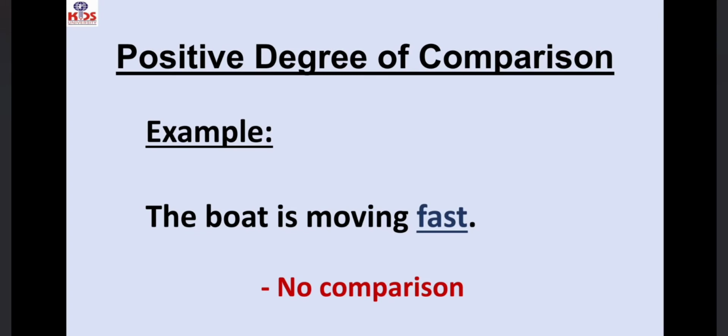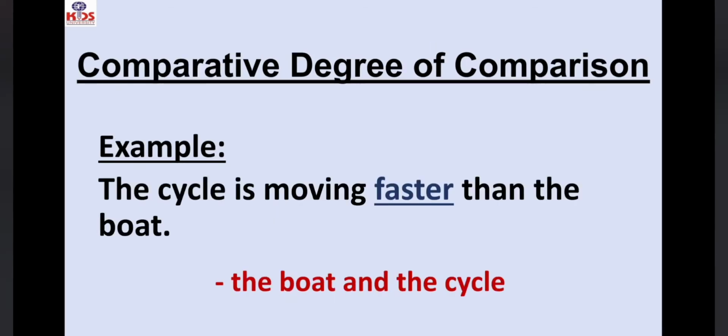Look at the following sentence. The boat is moving fast. This sentence simply describes how the boat is moving. Boat is not compared to any other thing. So, the adverb fast is said to be in the positive degree. Let's look at another example. The cycle is moving faster than the boat. This sentence compares two things, the cycle and the boat. The adverb faster is said to be in the comparative degree.